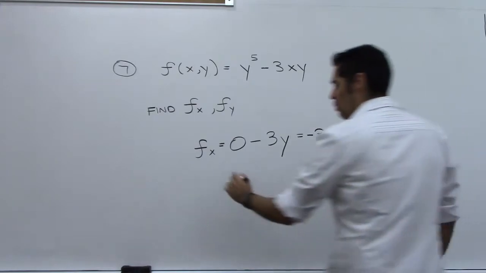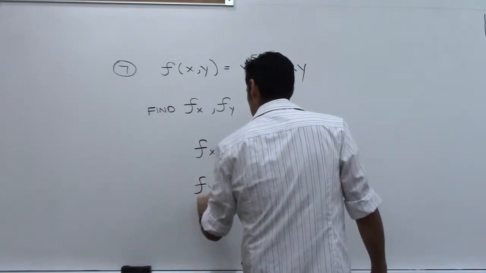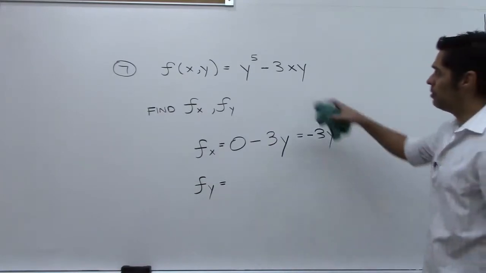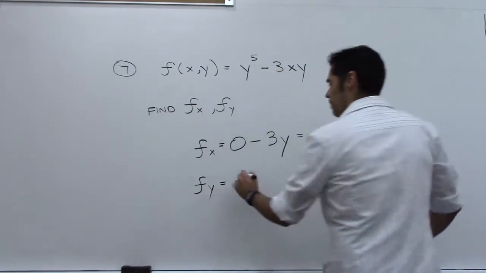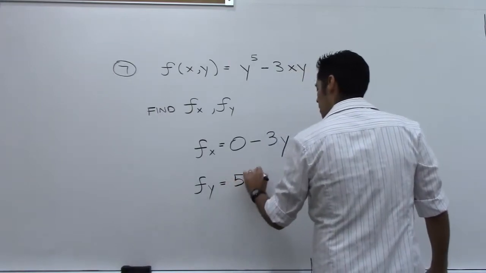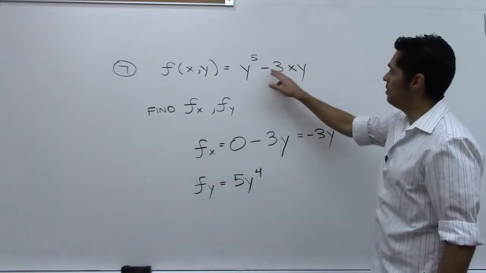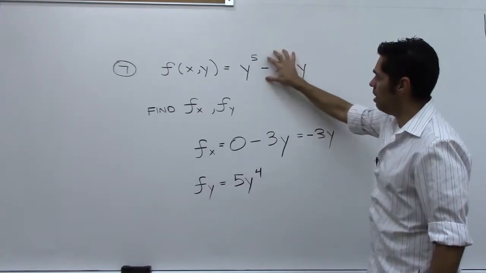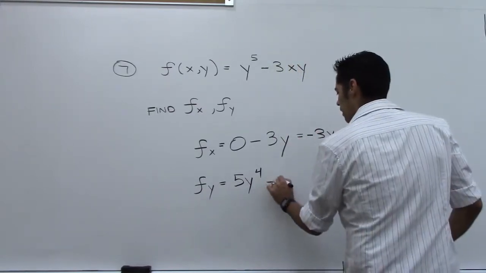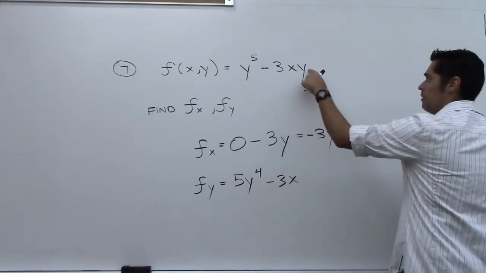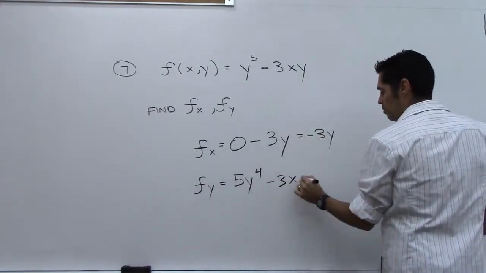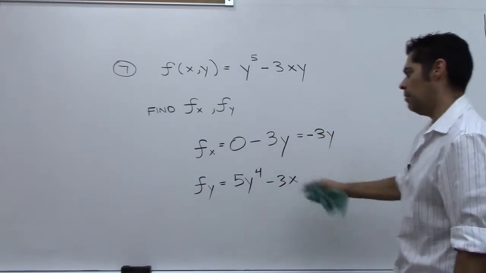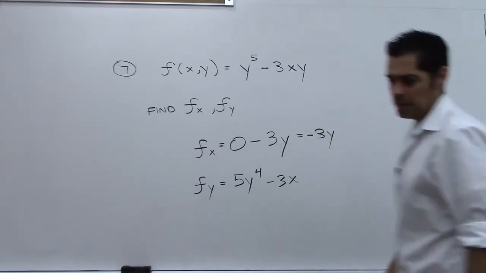Now the partial with respect to y, what we do is the opposite. We treat x like it's a constant and y like it's a variable. So the derivative of y to the fifth would be 5y to the fourth. And then minus 3 times a constant. So negative 3 times a constant, that's all a constant. That's going to come with me. Negative 3x. And then the derivative of y with respect to y is 1. So we just get a 1 there, so we don't need it. And that would be it. That's our partial with respect to y.